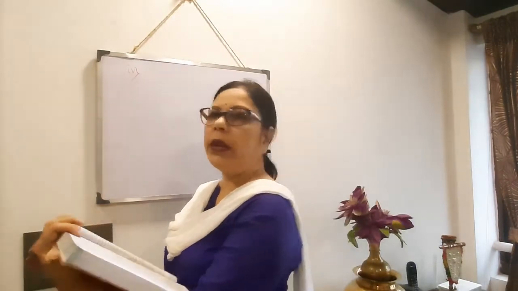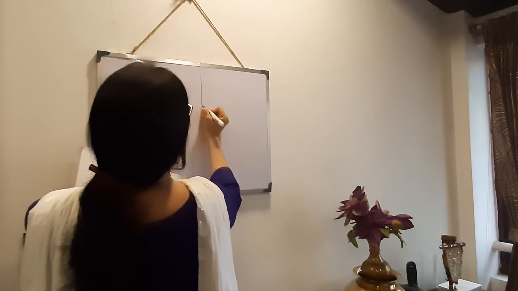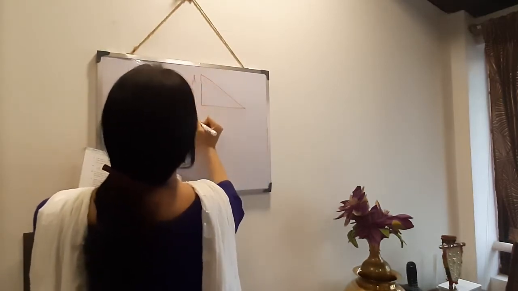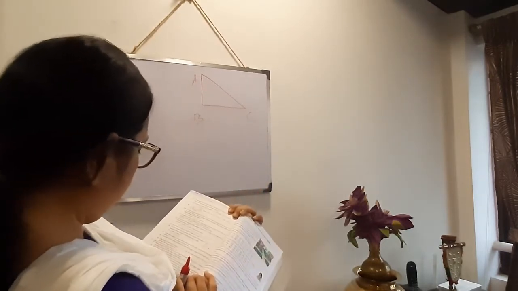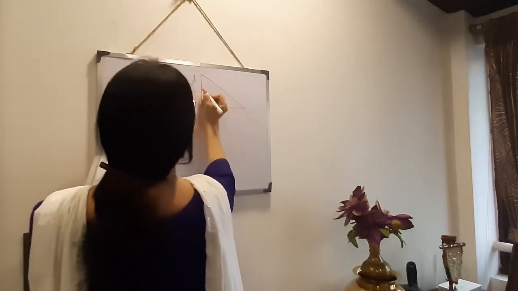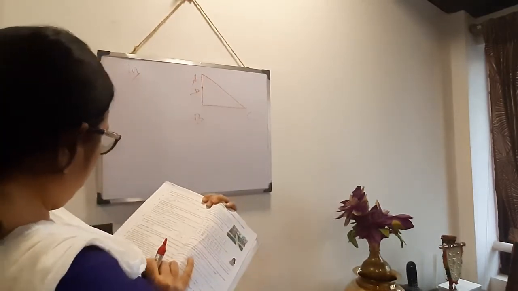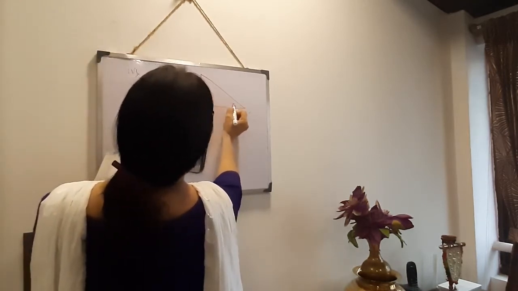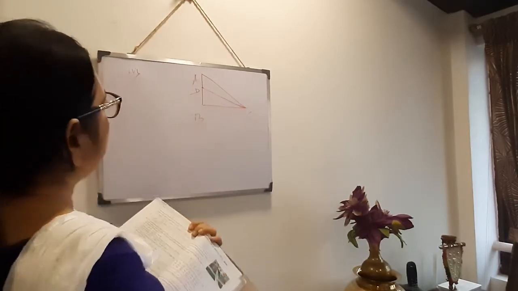Now the diagram will be like this. First we will draw the right angle triangle ABC. And D is a point on AB. Okay, D is a point on AB. Suppose this is the position of D. Now I will join D with C. This I have joined with C.